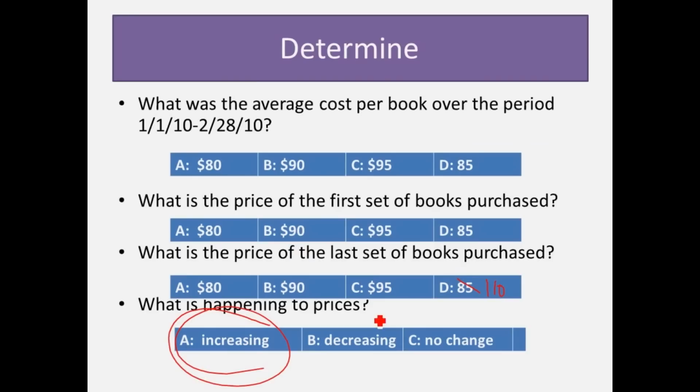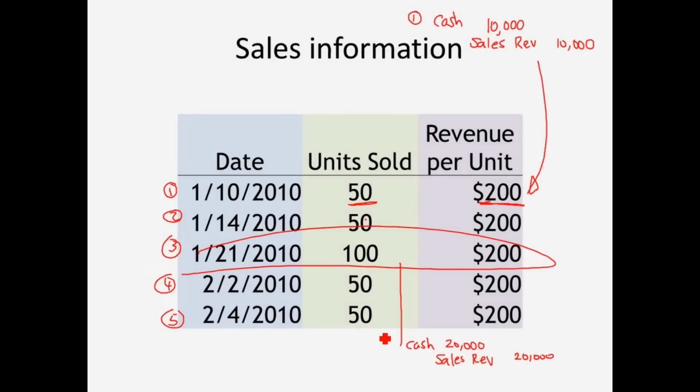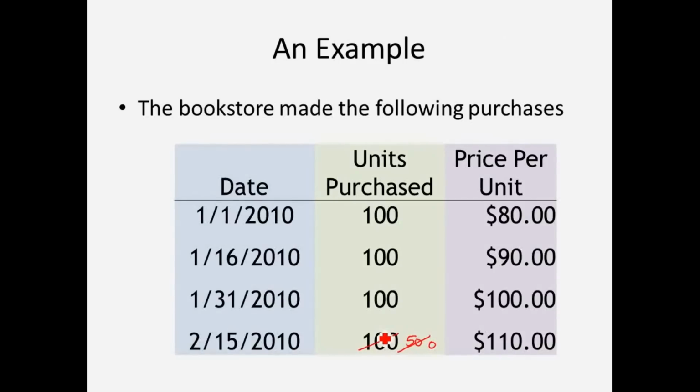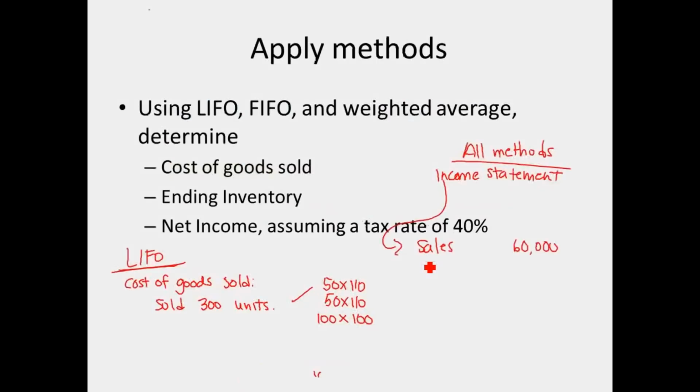The ones that cost me 100. Okay, so 100 at 100. And then I sell another 100 units over time, 50 and 50. Which ones did I sell? Okay, well, first I sell 50 of the 90, and then I sell another 50 of the 90. So I sell 50 times 90, 50 times 90.